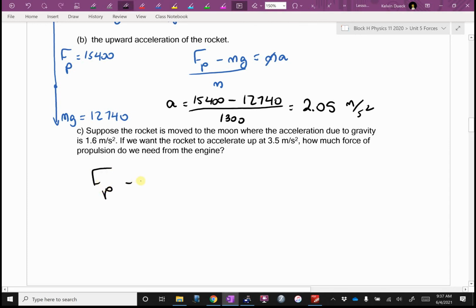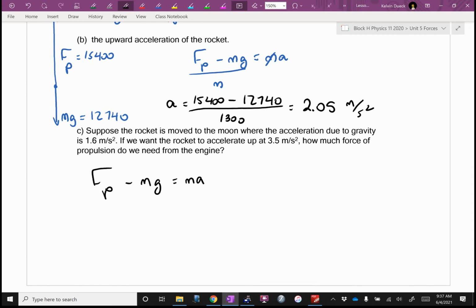Who's losing? What does it equal? What does this want me to find? I don't think it does. I think the acceleration is 3.5. What does this want me to find?